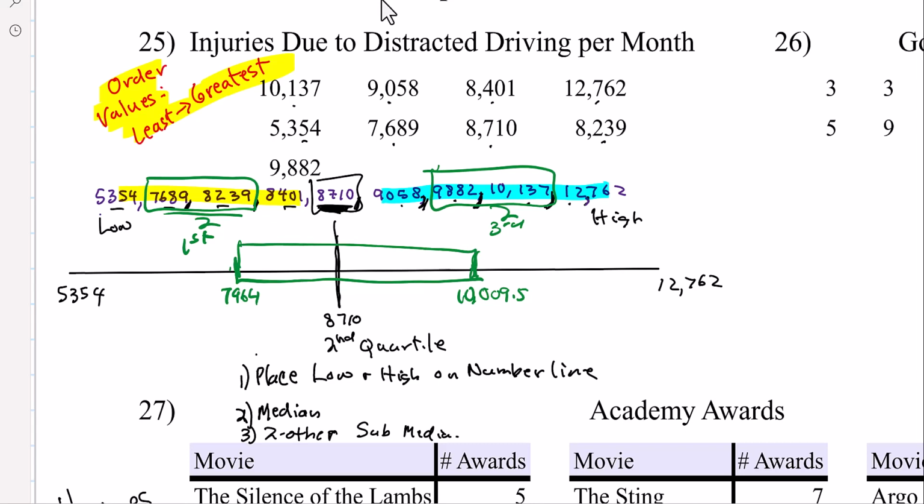This is called the lower quartile, and this is called the upper quartile. And then to find the range, you take the high value, subtract the low value.